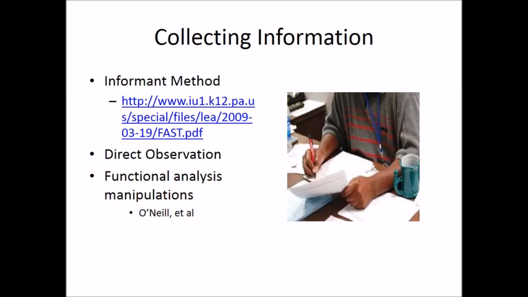Direct observation is another method for gaining information to complete the functional behavior assessment. Once the behavior has been described, we can take data to determine what happens before the behavior and what happens after the behavior. This is called ABC charting and is often used when collecting information for the FBA. We'll show examples of ABC charting soon. We can take data in other ways too.